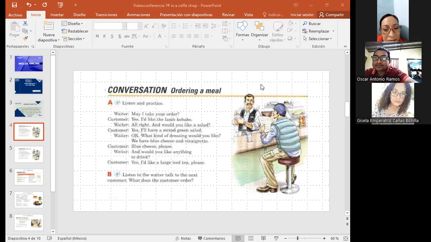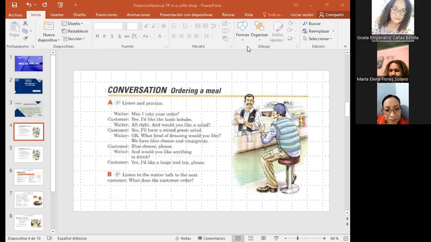Yes, I'd like the lamb kebabs. All right. And would you like a salad? Yes, I'll have a mixed green salad. Okay. What kind of dressing would you like? We have blue cheese and vinaigrette. Blue cheese, please. And would you like anything to drink? Yes, I'd like a large iced tea, please. Okay.